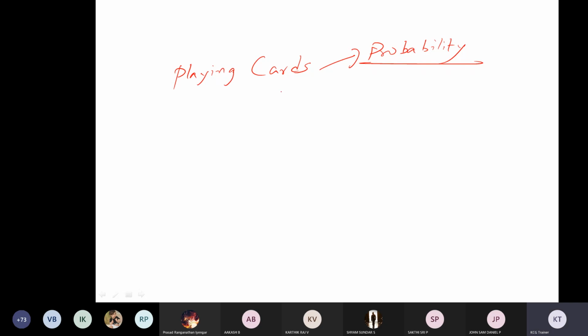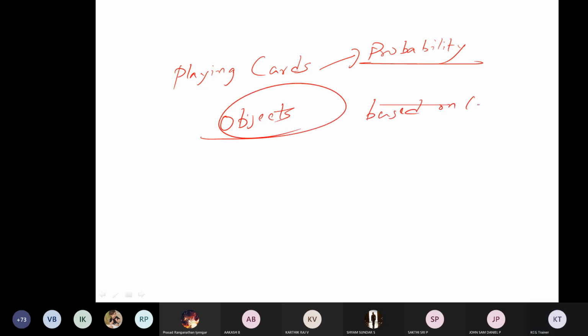So let me now explain the concept of objects, any kind of objects, based on color. It can be different types of t-shirts, different types of balls, different types of chocolates, which are differentiated based on color.